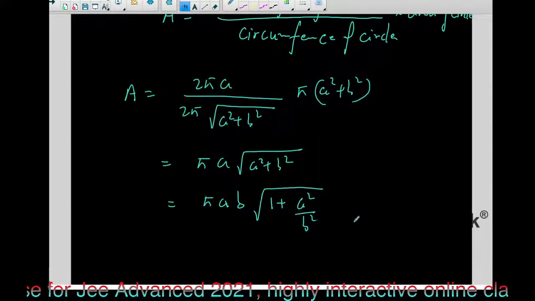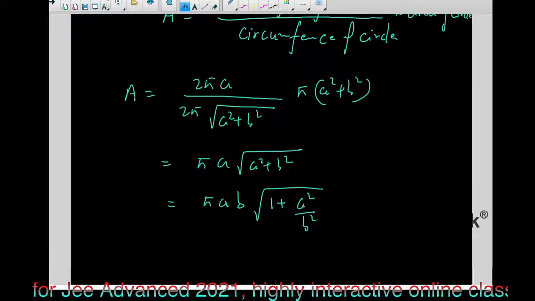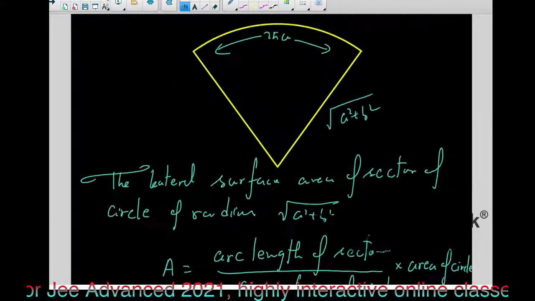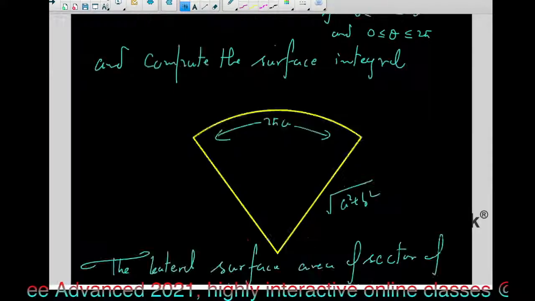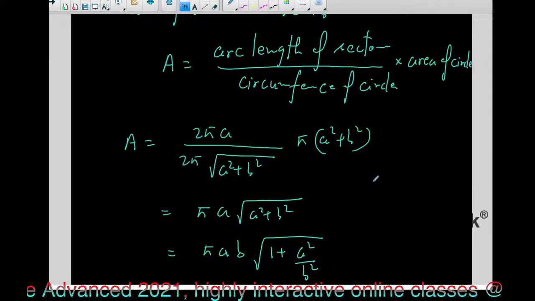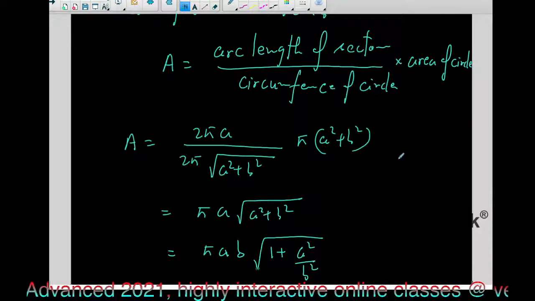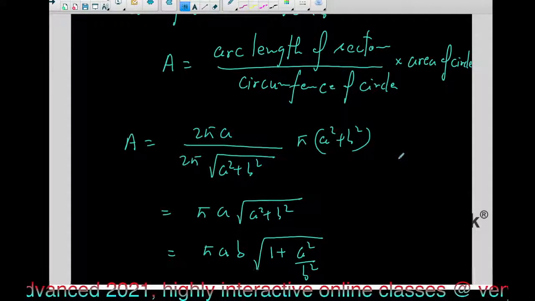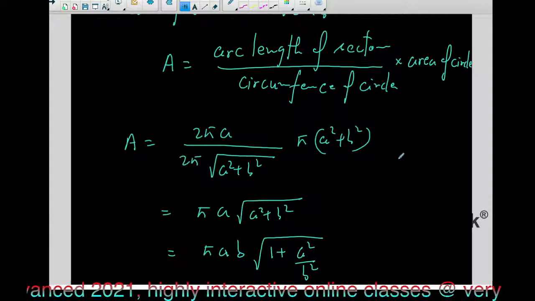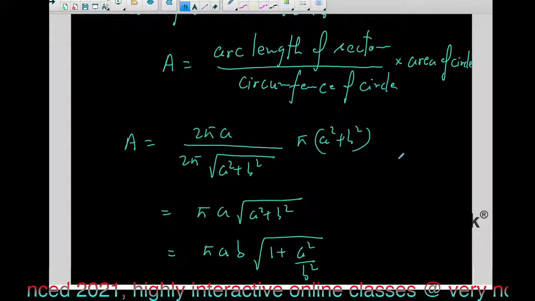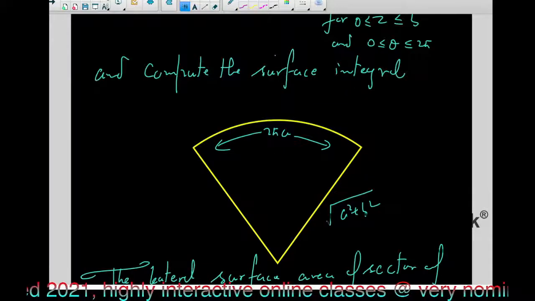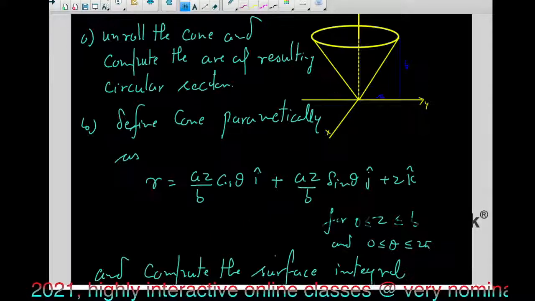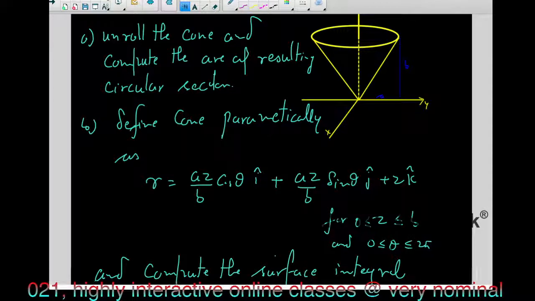So that is the formula for the sector, and when you go for the integration using this equation, you will get the same result. You try it yourself in the homework. You have to find dr by d theta and dr by dz, as in the cylinder we have done. The same thing you have to do over here for the cone.